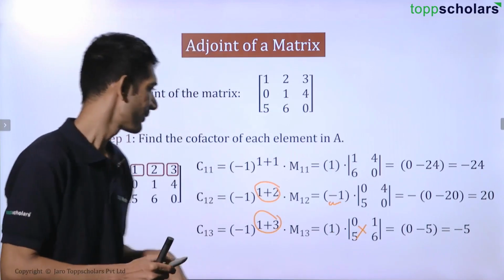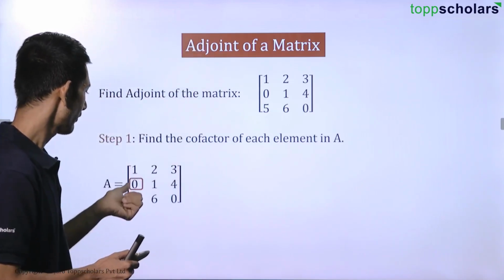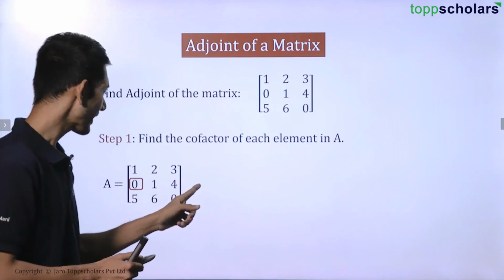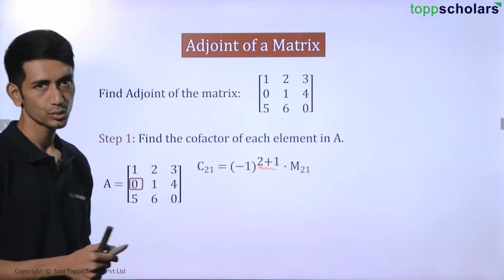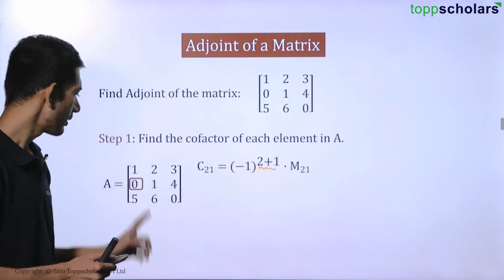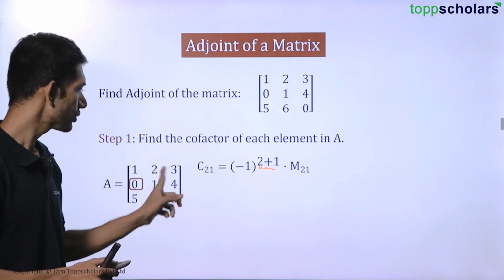Only 3 are done. 6 more. Let's continue. For the next one, we'll ignore the second row, first column. This is second row, first column. So 2 plus 1 is the power. And then what do you have? 2360.